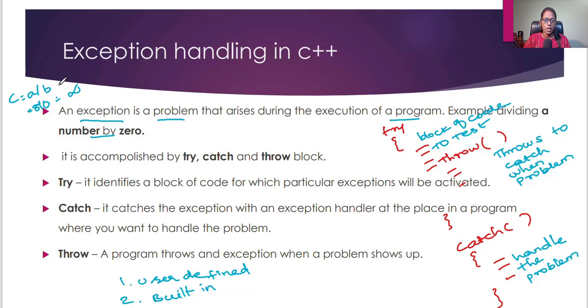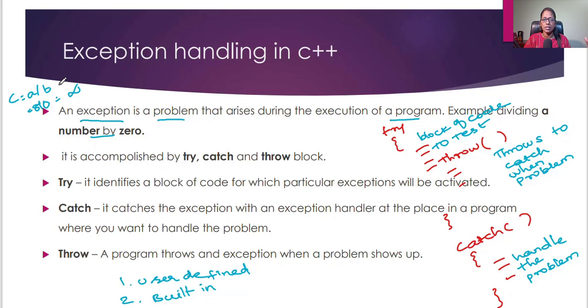An exception is a problem that arises during the execution of the program. A simple example is dividing a number by 0. When you are dividing a number by 0, it will become infinity. That means the loop is going on, dividing. When it goes like that, what happens? The system will hang. This is called an exception in a program.